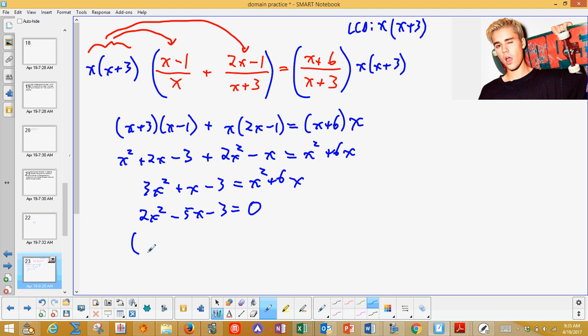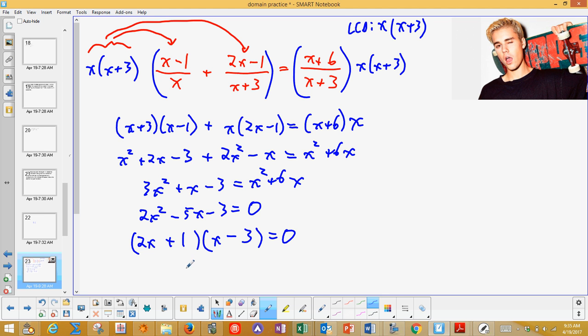I need to factor. Let's hope I can factor. So it's 2x and x. And I think if I put a 3 here, that's going to give me a 6, and if I put a 1 here, that's going to give me a 1. And I want a negative 5. So I want a negative 6 plus 1, and I think that's going to do it. Checking it out, 2x squared minus 6x plus 1x is minus 5x minus 3, so that's it.